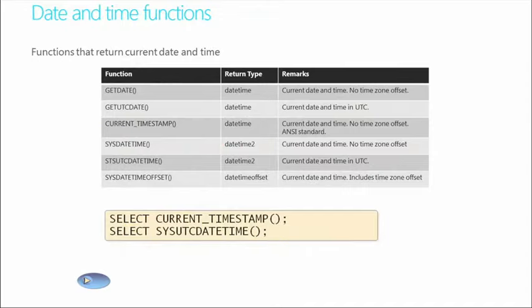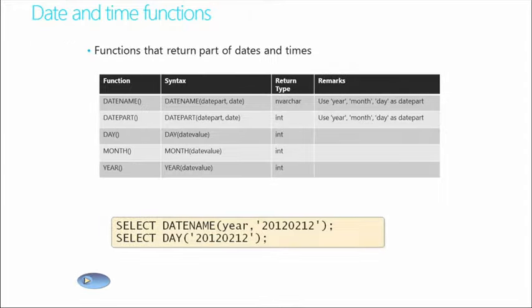Some functions that we have: we can grab GETDATE, which grabs the current date and time. There's no time zone offset for that. We do CURRENT_TIMESTAMP, which does the current date and time. SYSDATETIME grabs the current date and time. And then we have SYSDATETIMEOFFSET. This does include the time zone offset. And you can use just a simple SELECT CURRENT_TIMESTAMP, and it'll return that information for us.